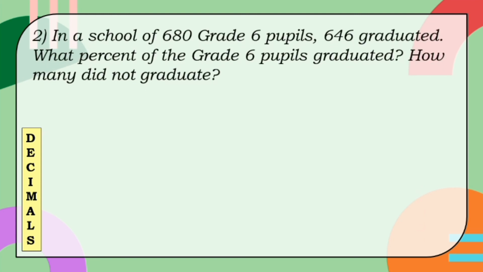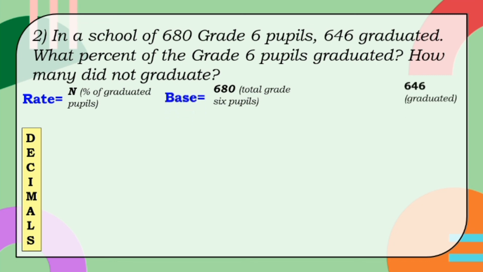Next is using decimals. Problem solving. Number 2. In a school of 680 grade 6 pupils, 646 graduated. What percent of the grade 6 pupils graduated? How many did not graduate? What are given? N percent of graduated pupils. Rate. 680 or the total grade 6 pupils. Base. 646 graduated. Percentage.